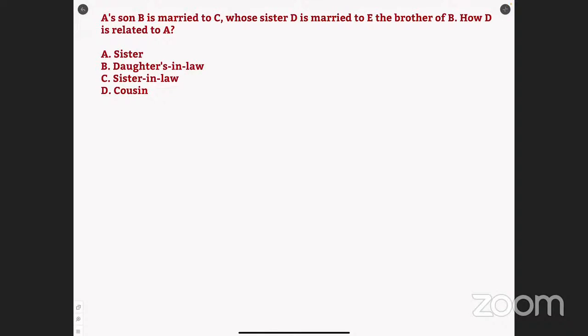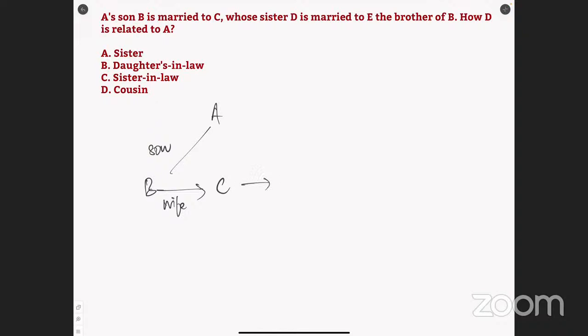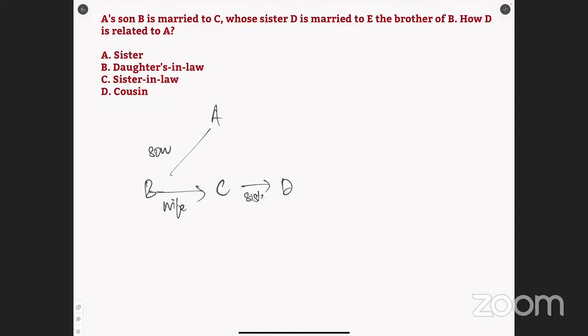A's son B is married to C, whose sister D is married to E, the brother of B. How is D related to A? Okay, we'll have to break it down, otherwise it will be difficult to understand. A has a son, let's say B, who is married to C. Okay, B's wife is C. Whose sister? Okay, C has a sister. Let's call her D.